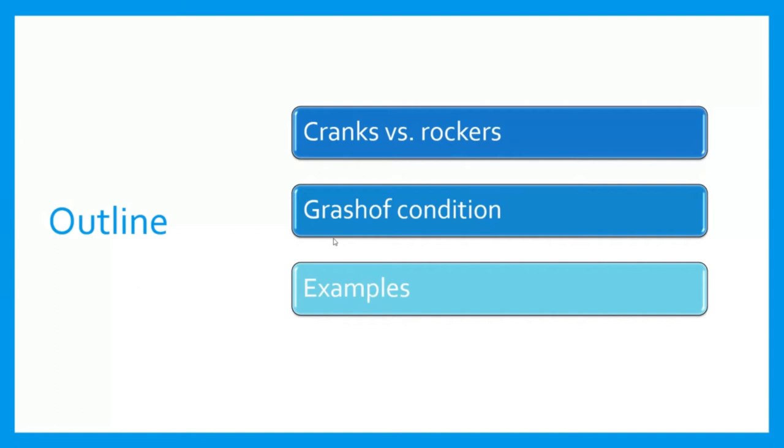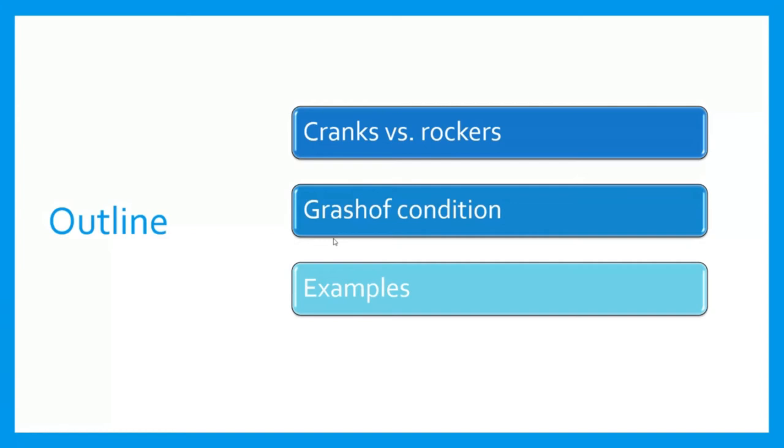So in this four bar mechanism, these two bars or links that are connected to the ground, which mostly will be one the input and the other the output, are they going to be a crank or are they going to be a rocker? The Grashof condition gives us a certain rule to find out, depending on the length of bars, if this input or output will be a crank or a rocker. Okay, so we are going to see what exactly the Grashof condition tells.